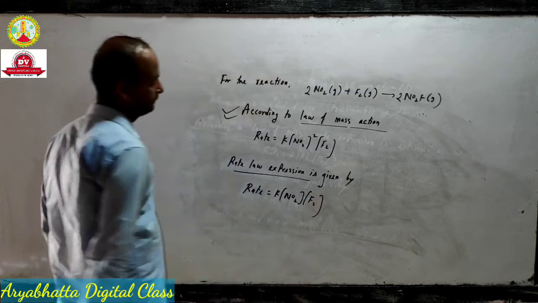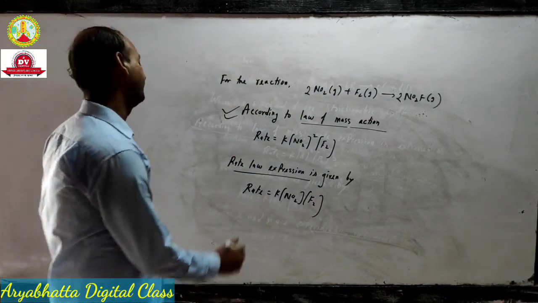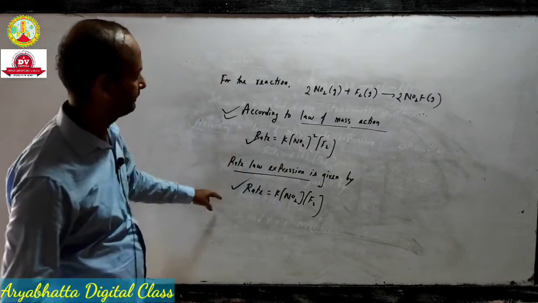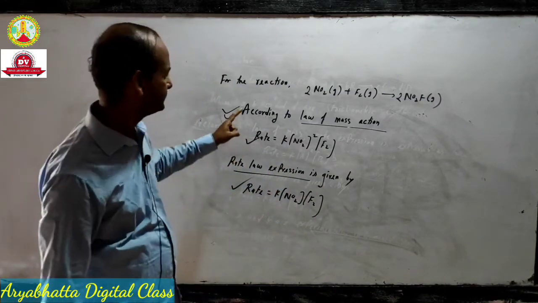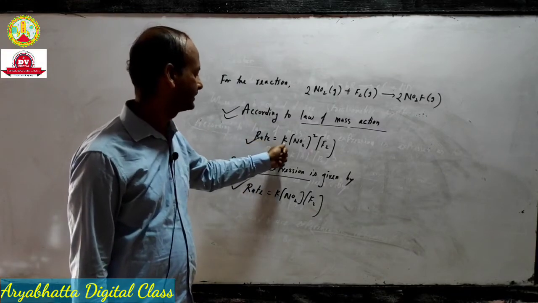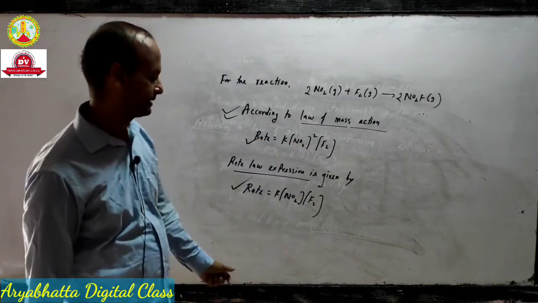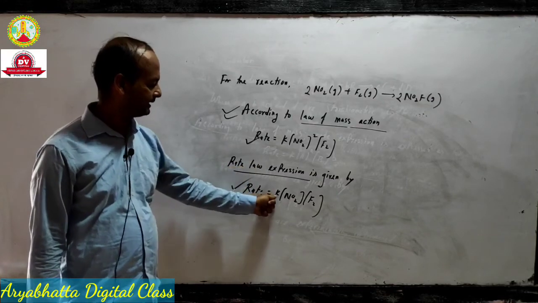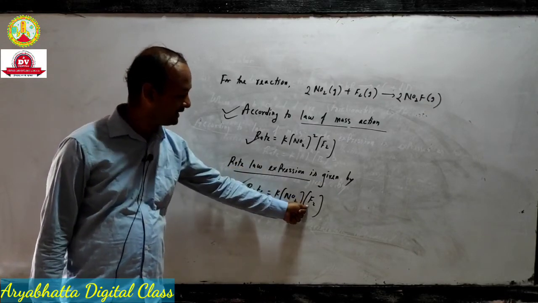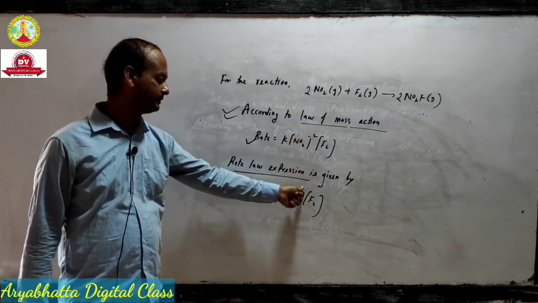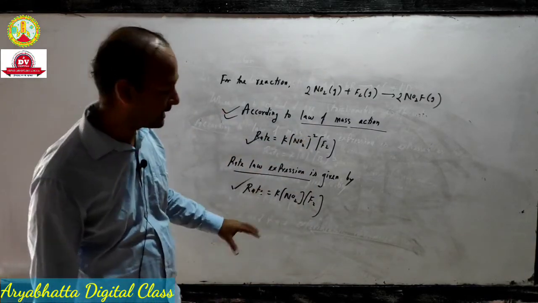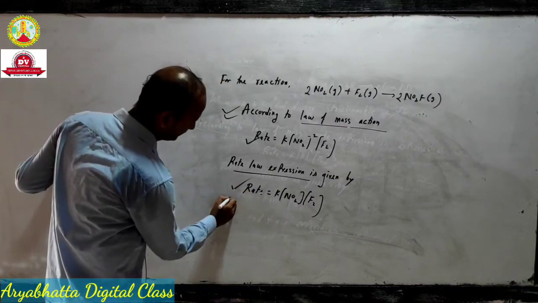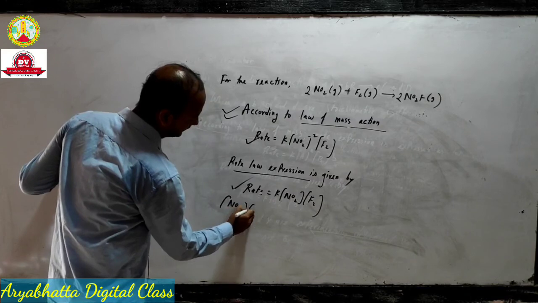Now all of you please see these two rates very carefully. According to law of mass action, this is k [NO2] squared [F2]. According to the rate law expression for this reaction, it is rate equal to k [NO2] [F2]. Here this is squared, but here the 2 is missing. It means experimentally the rate is directly proportional to [NO2] and [F2].